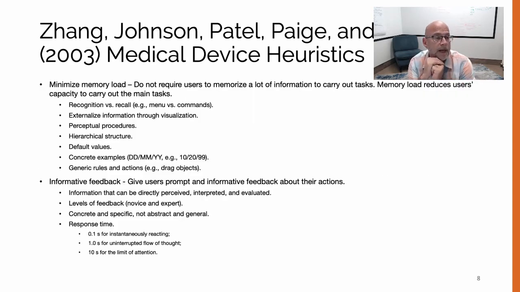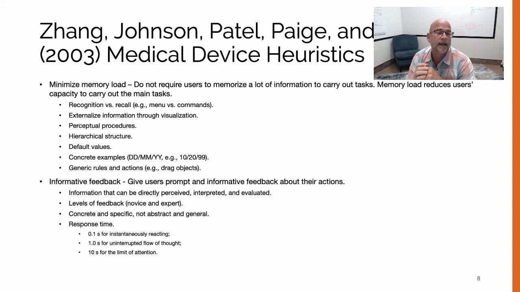I mentioned briefly minimizing memory load. People have, unfortunately, limited memories. We'll talk about people's capabilities and limitations regarding their memory soon. But basically, if we can have people recognize things instead of being forced to recall them, well, then they're going to do much better with the task. If we can show information instead of having people have to recall it, that's better. If we can provide a hierarchy in our menus and things like that, that's going to provide easier memory. If we can provide smart default values, that's helpful.